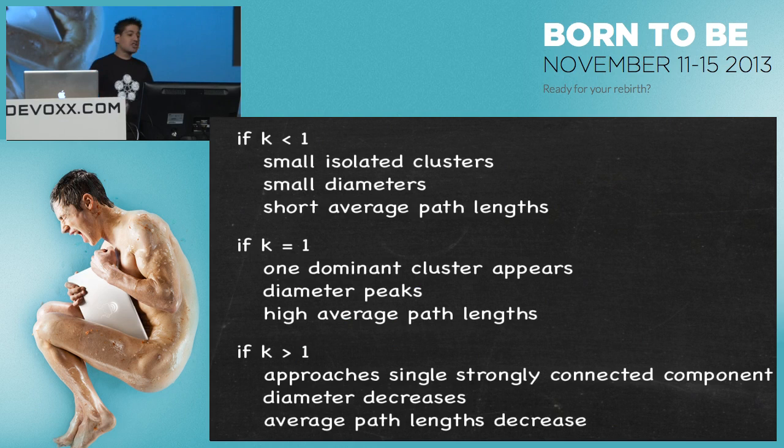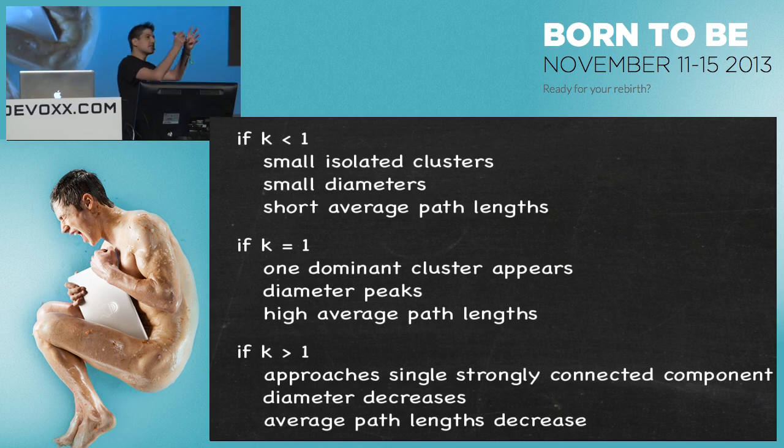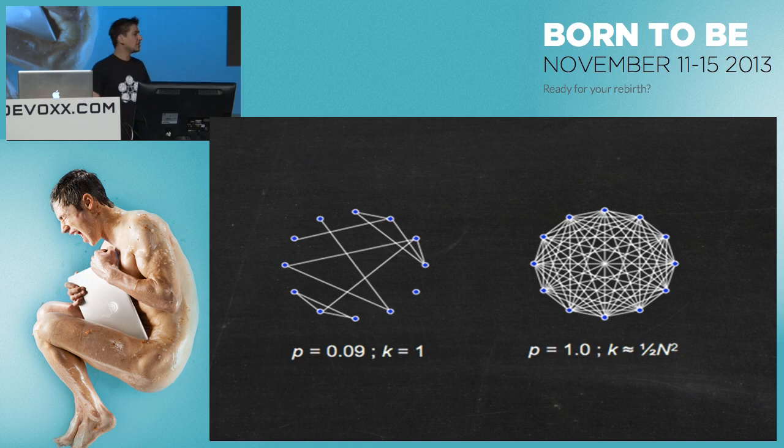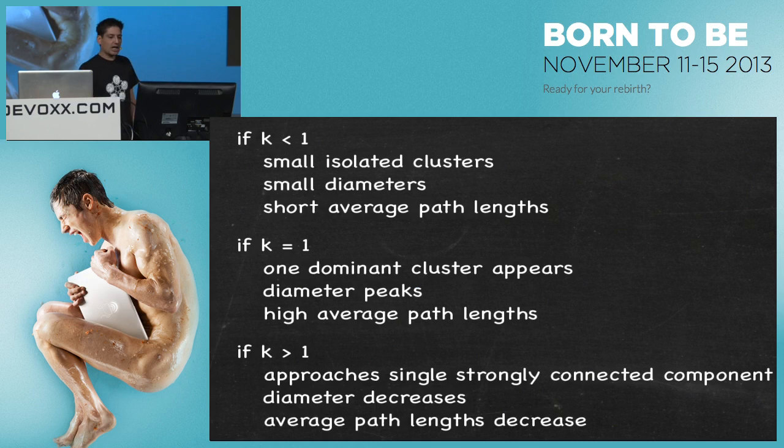As you saw, if K is small, if it's less than one, then you get these tiny little connected islands, and the graph really doesn't have much connection between nodes. The diameter of a graph is the length of the longest path. So as you saw from the first one, I think we had two nodes connected together, so that'd be a length of two. As K increases to one, you start to see one big dominant cluster appear. You can start to see it appearing in the graph on the left here. And because it's one dominant cluster, you might have to walk a long way around it to get somewhere, which increases the path length. And it also increases the diameter as well, of course.